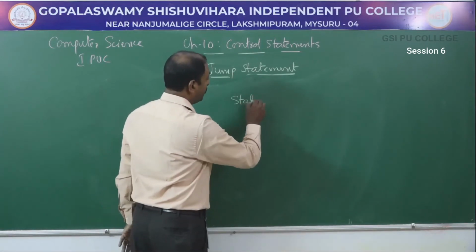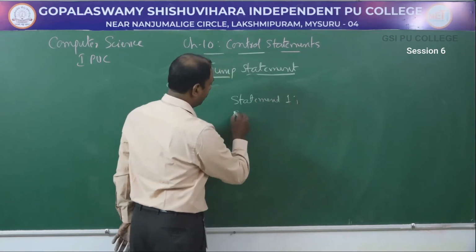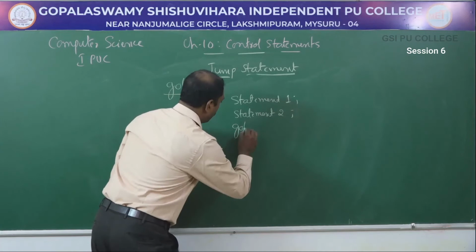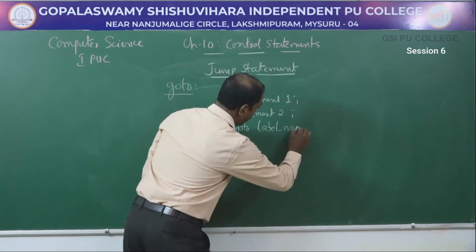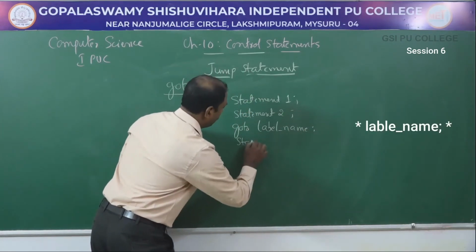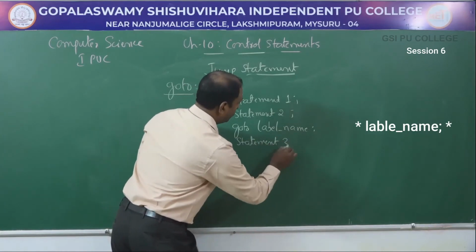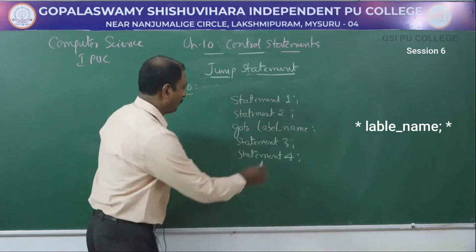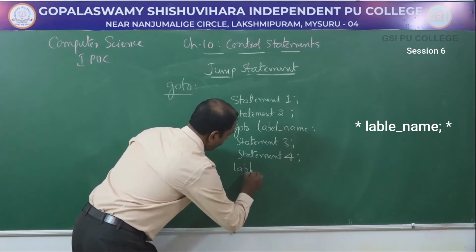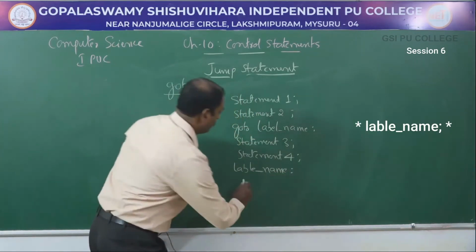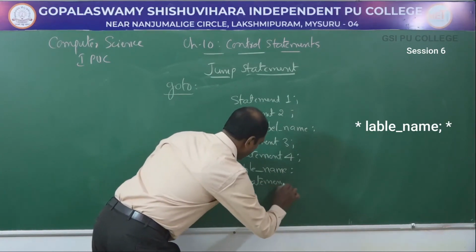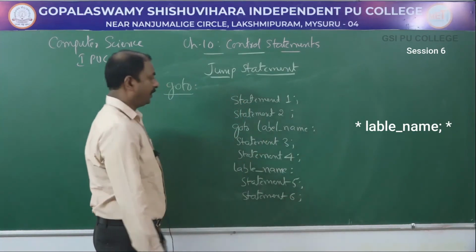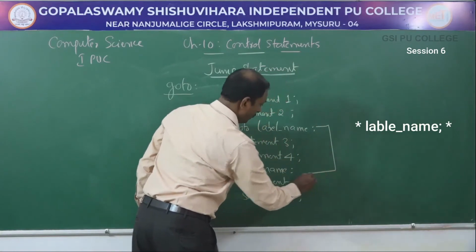The general syntax will be: statement 1; statement 2; goto label name; statement 3; statement 4; label name: statement 5; statement 6; So this is a jump from here to here.